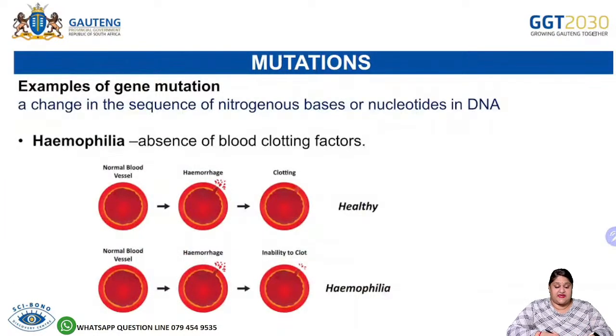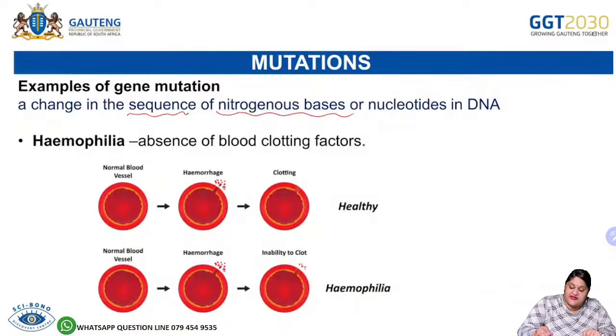So once again, this is an example of a gene mutation, which is a change in the sequence of nitrogenous bases or nucleotides in DNA. It's very important that you remember these words: sequence, nitrogenous bases, or nucleotides, and that it's in the DNA.